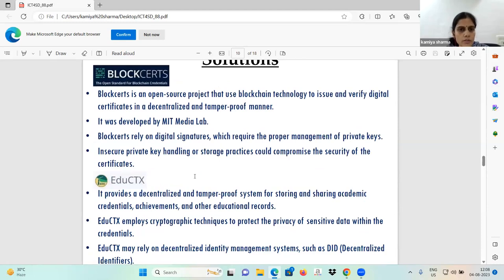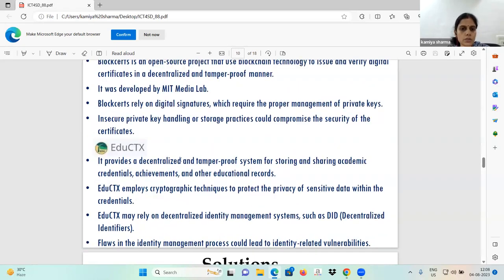Third solution is BlockCert. It is an open source project which uses blockchain technology to issue and verify digital certificates. It is developed by MIT Media Lab. It works with digital signatures, but it requires proper management of the private key. So with insecure private key handling, there may be a privacy issue.